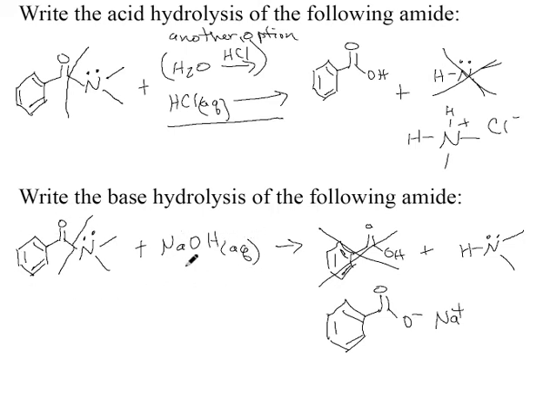So when we hydrolyze an amide using basic solution, what we're going to produce is a carboxylate ion and the amine. The amine will remain uncharged because it's in base. Amines are bases, so in base it remains as an amine.